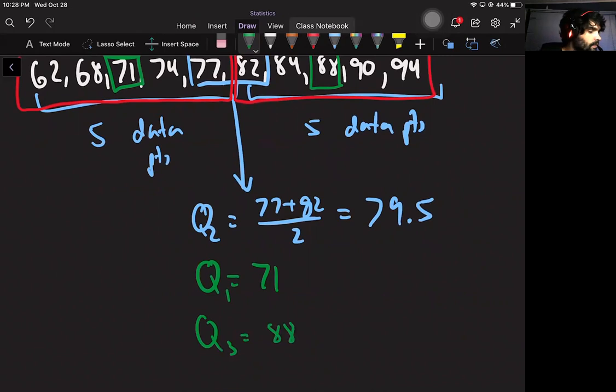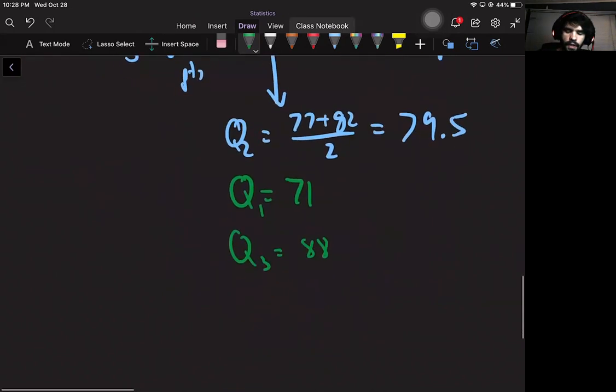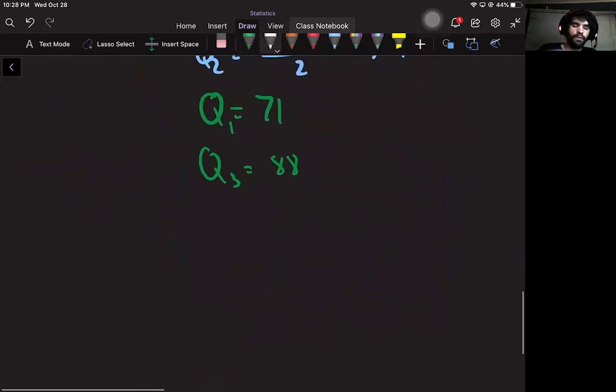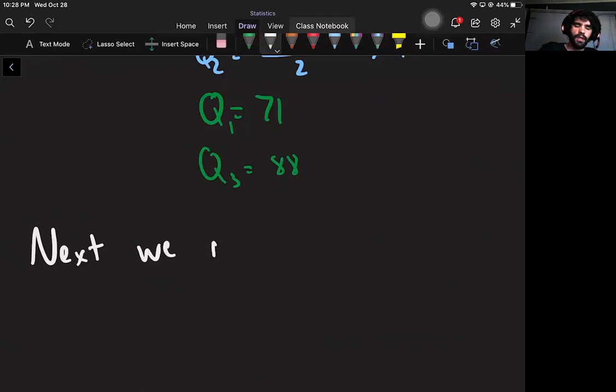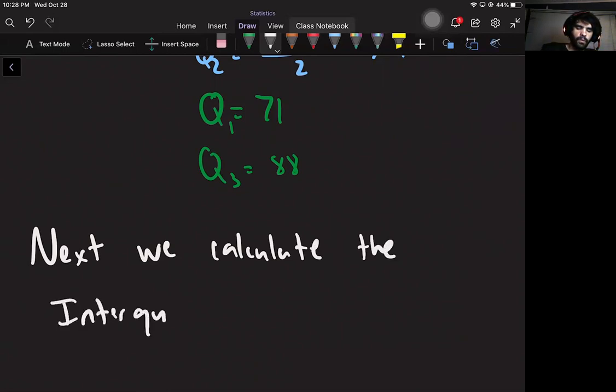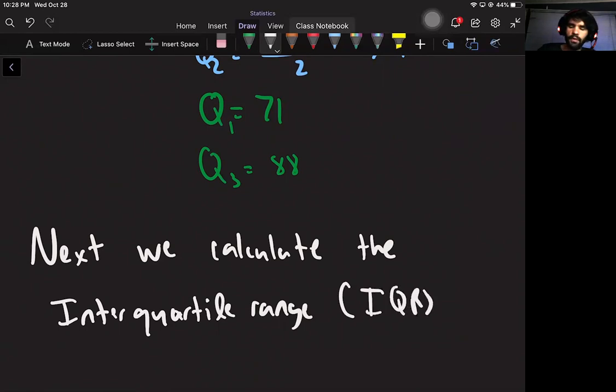Okay, so that's it. So what do we do with this next? We've got to figure out what box plots are. Next, we calculate something called the interquartile range, or the IQR, if you want to go faster.